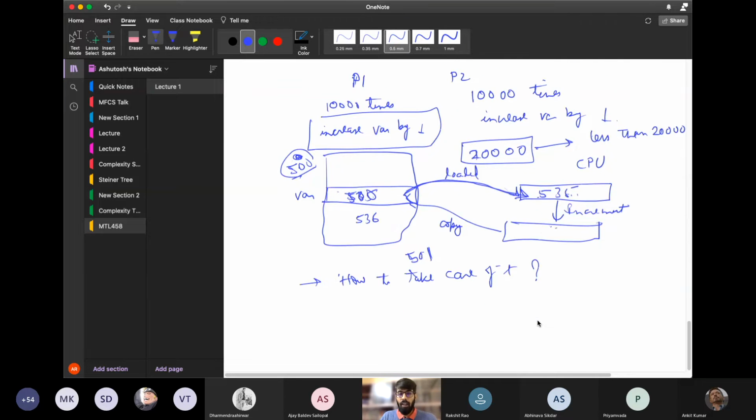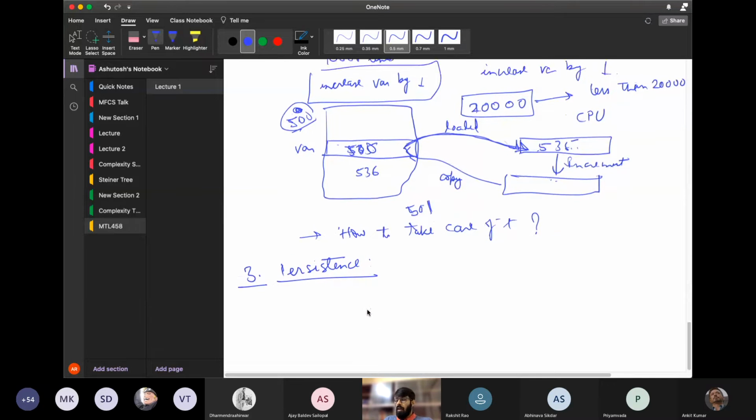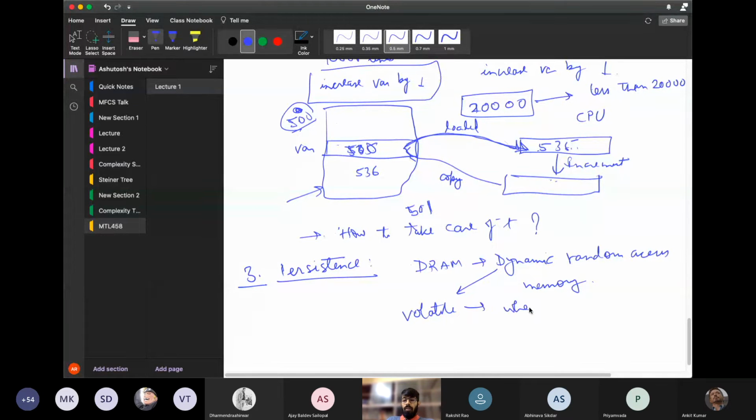Okay, good. And then the last part that I said was persistence. The memory that I keep referring to is the dynamic RAM, okay? And this is volatile. What does it mean for it to be volatile? When power goes off, all data is lost.